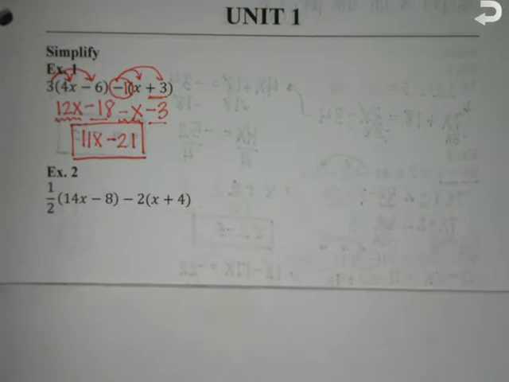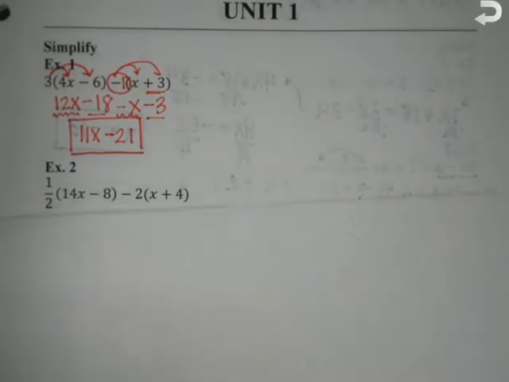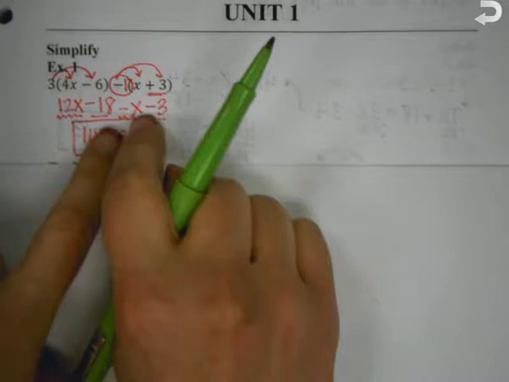I have a question on that. Yeah. So you subtracted x from +12? Correct. That's 11x. Correct. Because this is the same as a 1x, right? If there's no number in front of it, we can put an invisible 1.